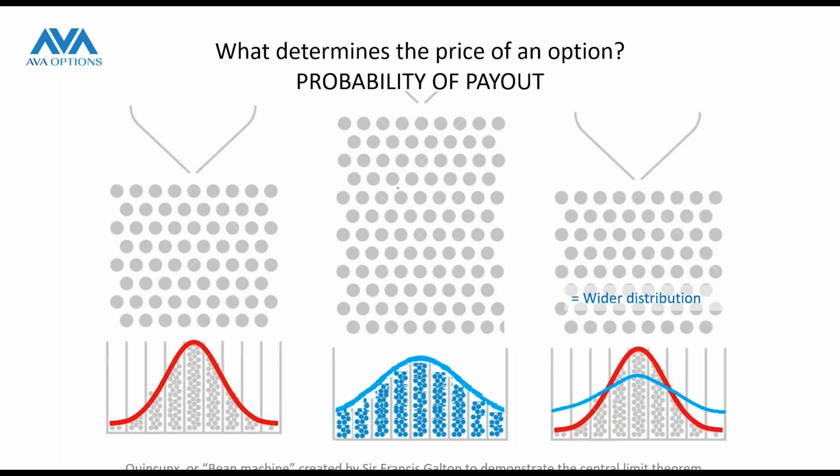So comparing these two distributions, more nails or more time means we have a wider distribution of future prices or a wider distribution of future outcomes, and therefore the option to buy at whatever this price is worth more in the blue scenario than it is in the red scenario. Let's put it in terms that you use every day.